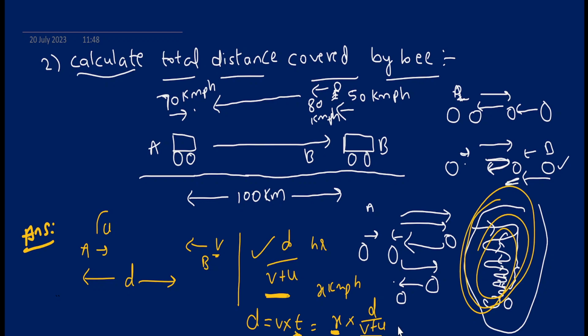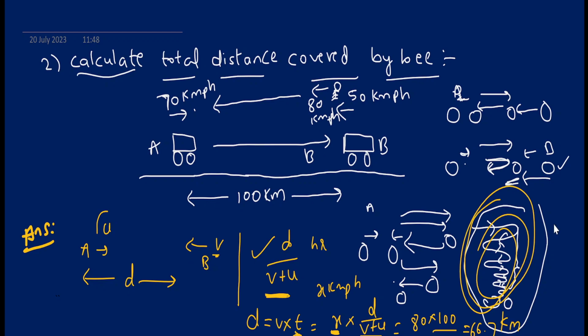Now if you plug in the numbers, x is the speed of the bee, which is 80, the distance is 100, and v plus u is 70 plus 50, which is 120. You will get approximately 66.7 kilometers. This is the length of the path that is covered by the bee, which is 66.7 kilometers.